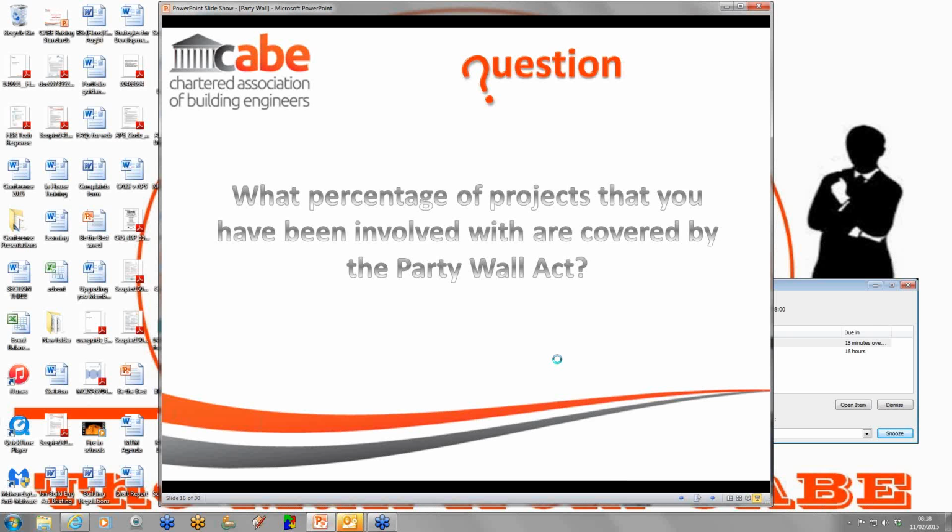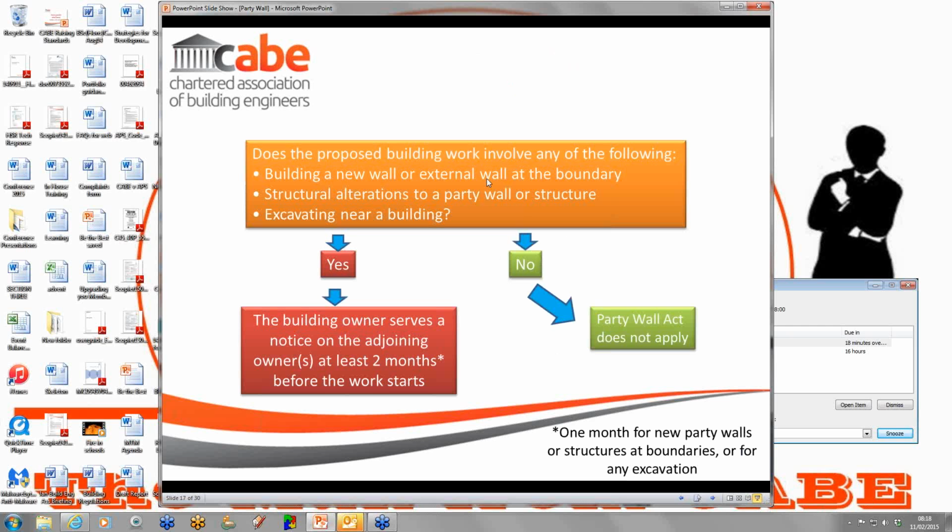So moving on, in terms of whether we have to serve a notice, we can follow a number of approaches, but in general terms, if the work is building a new wall or an external wall at the boundary, if we're doing structural alterations to the party wall, or we're excavating near the building, then if any of that is happening, we need to serve a notice before we start the work. And generally that period is 2 months before, but it reduces down to 1 month if it's a new party wall or structure on the boundary, or for any excavation. If you're not doing any of those works, it's quite clear you can carry on.